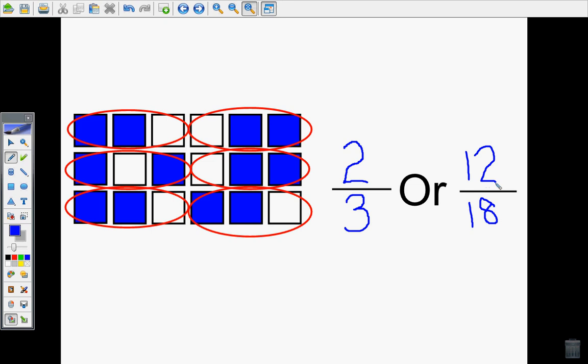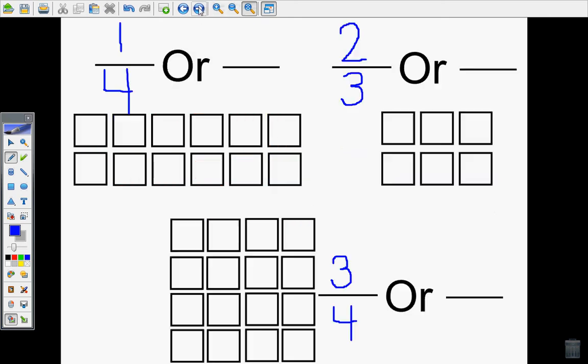Now if you liked that other strategy of making 3 equal groups, you could have seen that there are 1, 2, 3 rows, so I could have colored in 2 out of 3 rows. And if I would have done that, I would have had 6 plus 6, which still equals 12 out of 18. Either way, I get equivalent fractions.